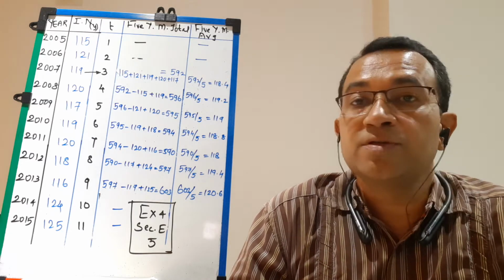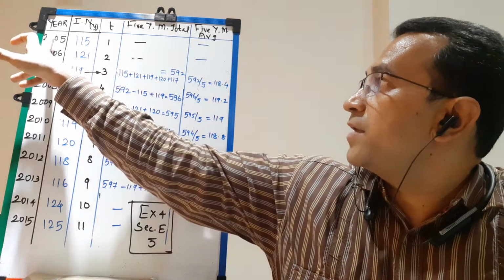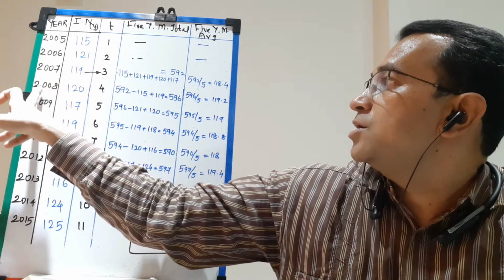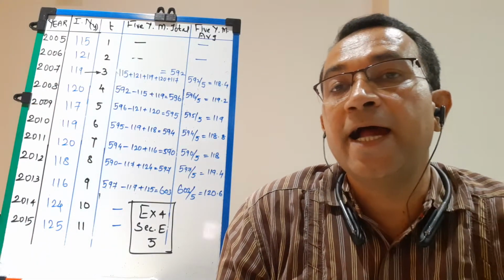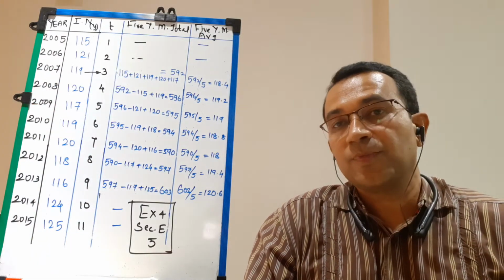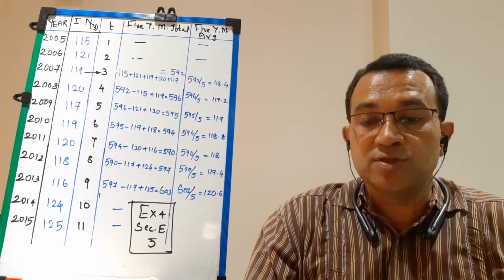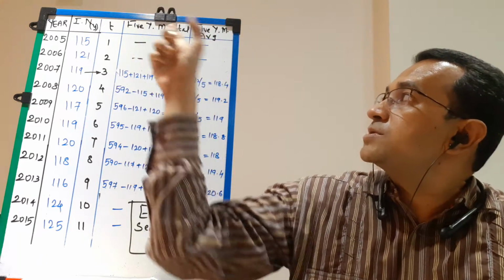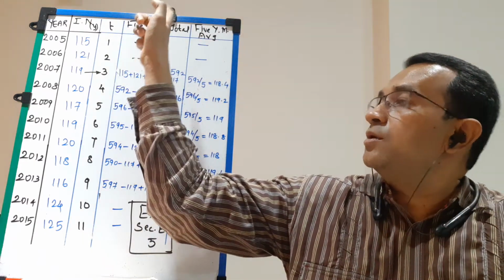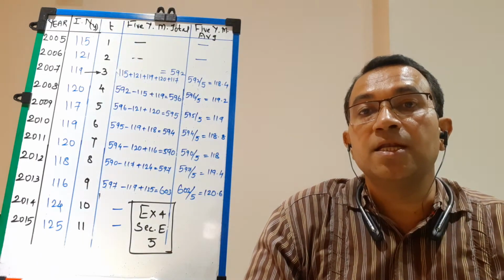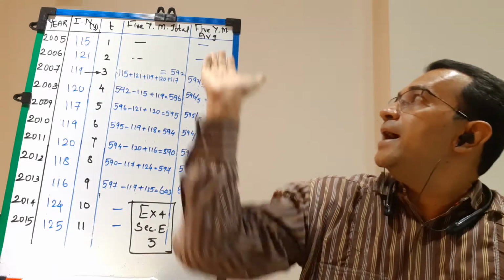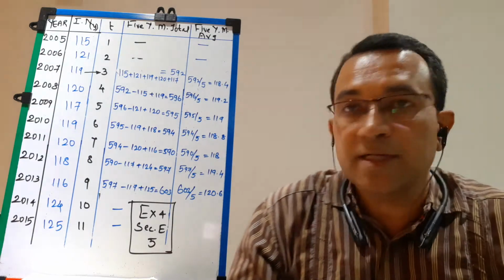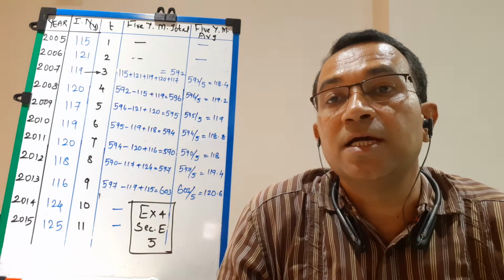The third column is of time period. We call 2005 as 1, 2006 as 2, 2007 as 3, 2008 as 4 and onwards. So we have 11 values of time period T. Then the fourth column is 5 yearly moving total. YM stands for yearly moving. And the last column is 5 yearly moving averages. Again YM stands for yearly moving.